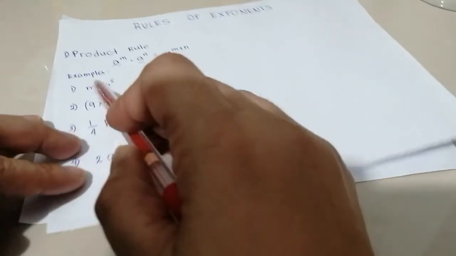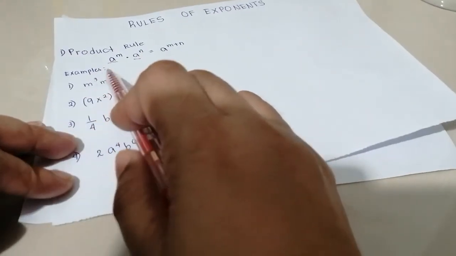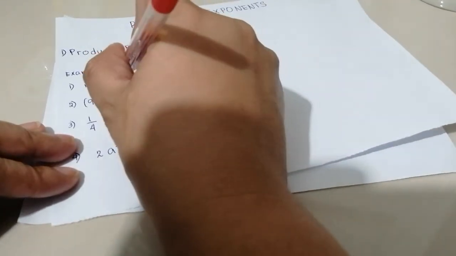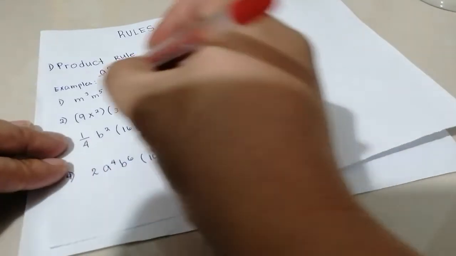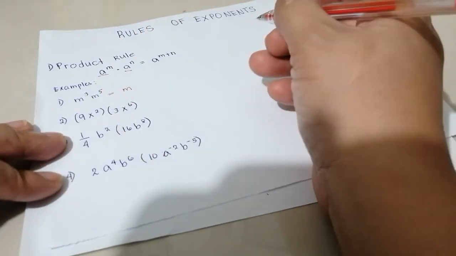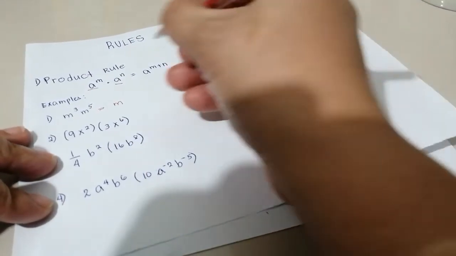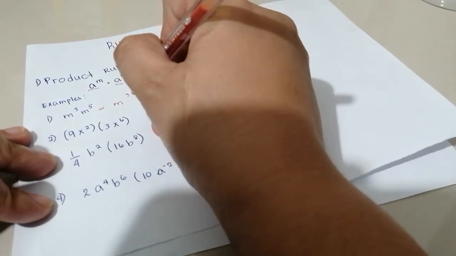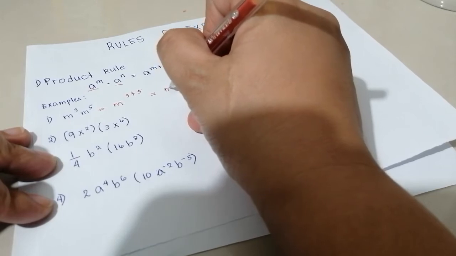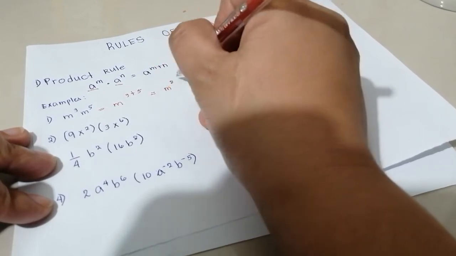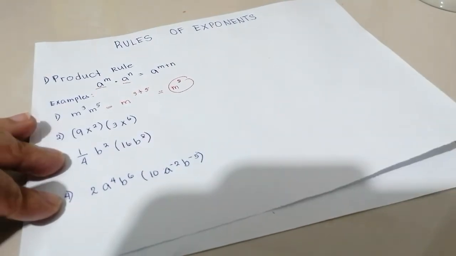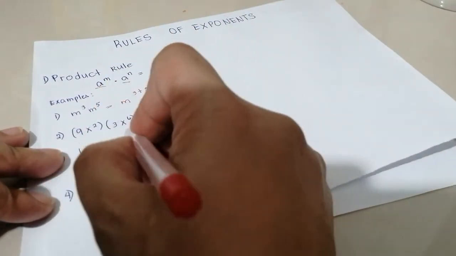So, here, it's m raised to the third power times m raised to the fifth power. So, what are we going to do? We just have to copy the base m. And then, we are going to add 3 plus 5, which is equal to m raised to the 8th power. Okay, so that is the answer.